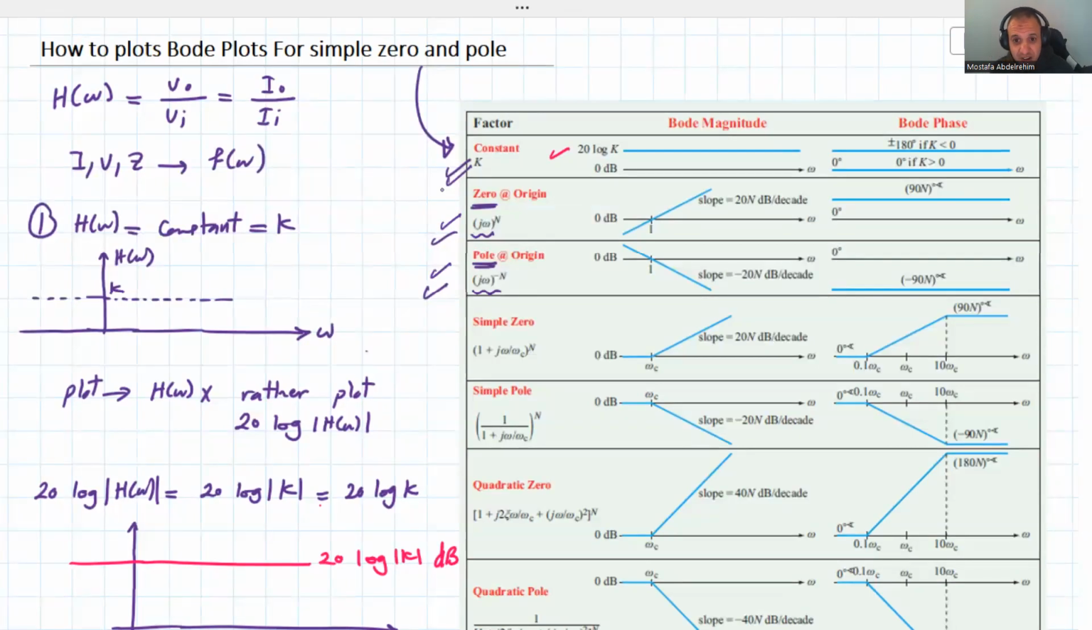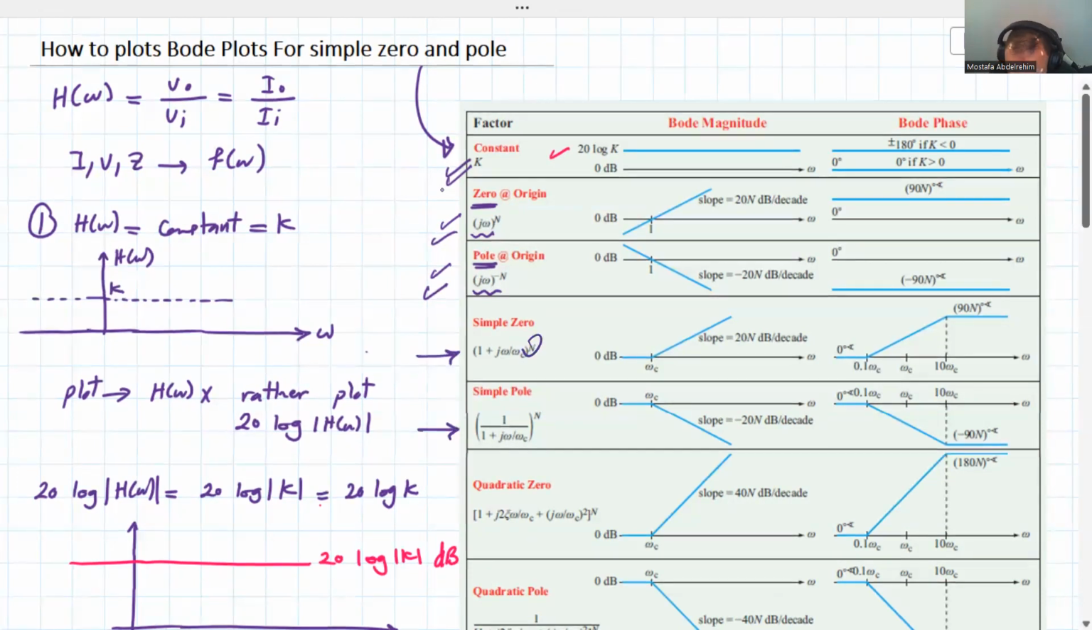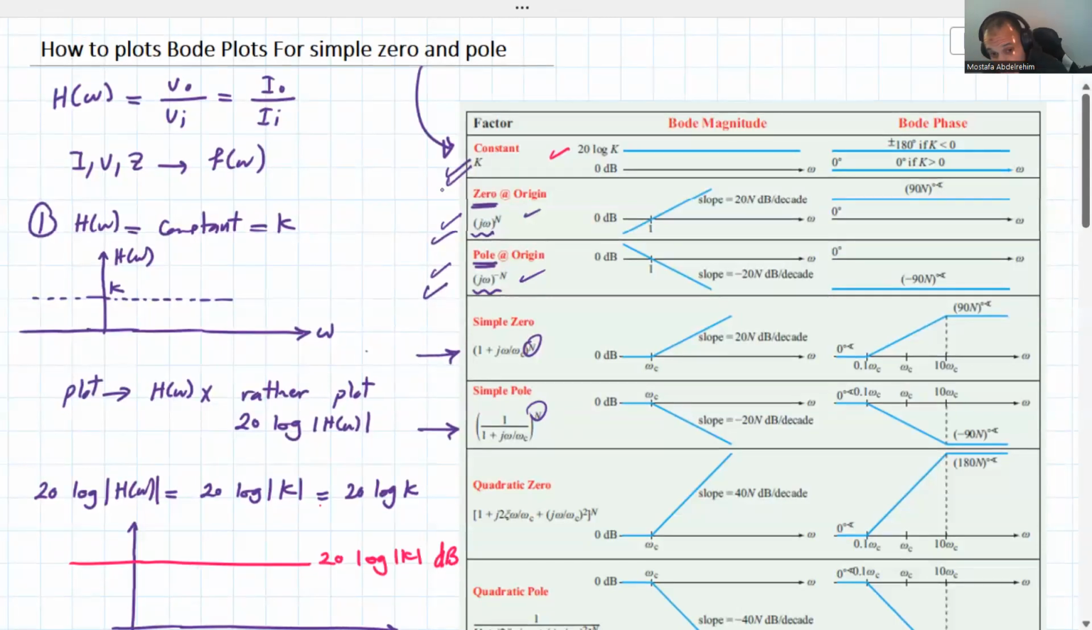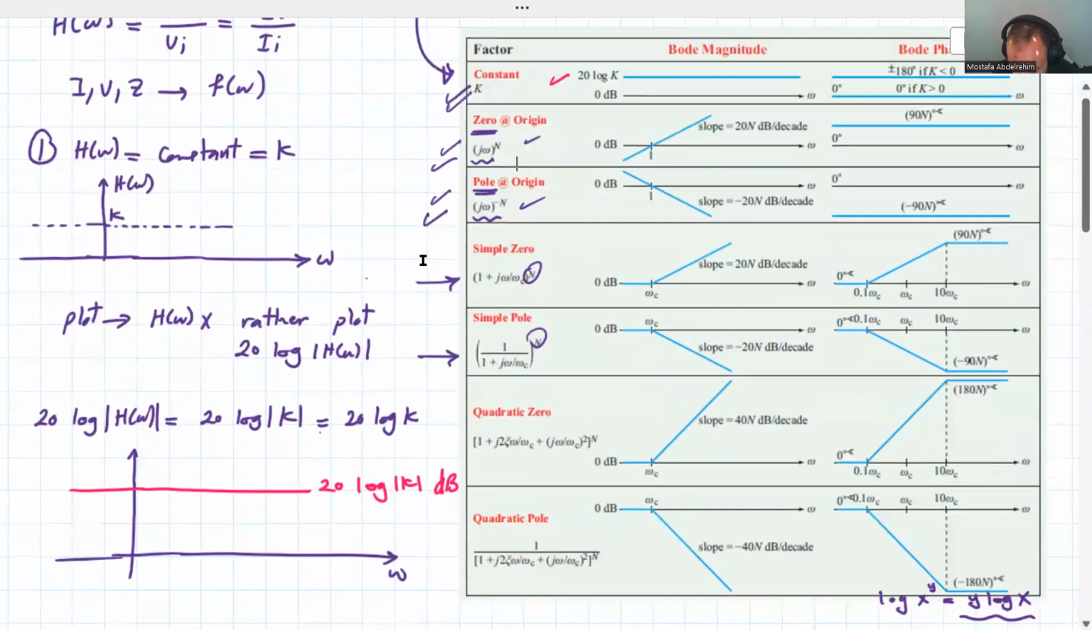In this video, I'm gonna introduce you to two other examples based on what we discussed last time. But feel free to watch this video. I'm gonna start from scratch again, but not so scratchy. So we're gonna introduce the simple zero and the simple pole, and also what happens if you have an exponent. I didn't explain the exponent before. In that case, the pole at origin or zero at origin, but I'm gonna explain it here. Okay, so let's go on.